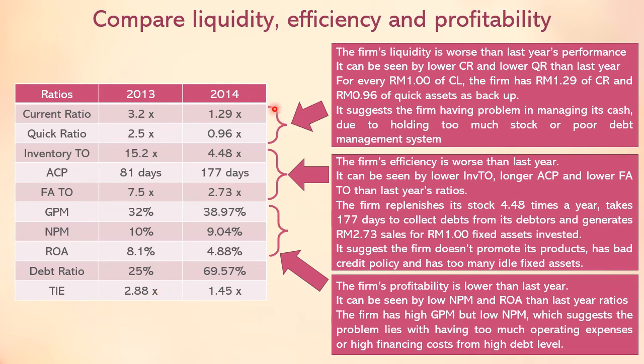So they ask you to compare liquidity first. When you want to compare liquidity, please compare it as a whole category, not one by one ratios. For example, you can say that the firm's liquidity is worse than industry average. You can see how lower their current and quick ratios are compared to last year's performance. It can be seen by lower current ratios and lower quick ratios compared to last year's.